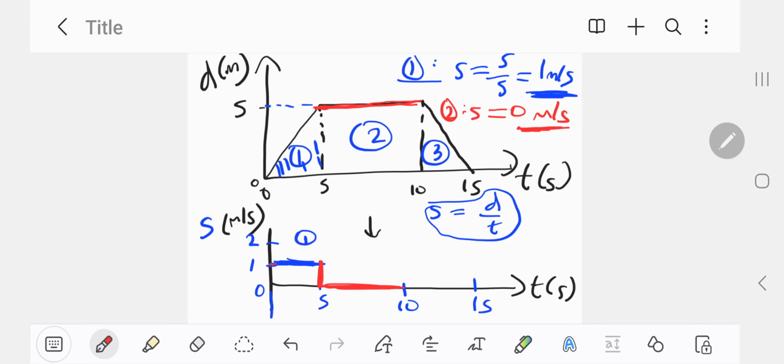Okay, because at 1 meter per second, you're moving at 1 meter per second for 5 seconds. So after 5 seconds, you drop straight down to 0. Okay, because this is the speed on the y-axis. 0 is here. So it's 0 between 5 and 10 seconds.